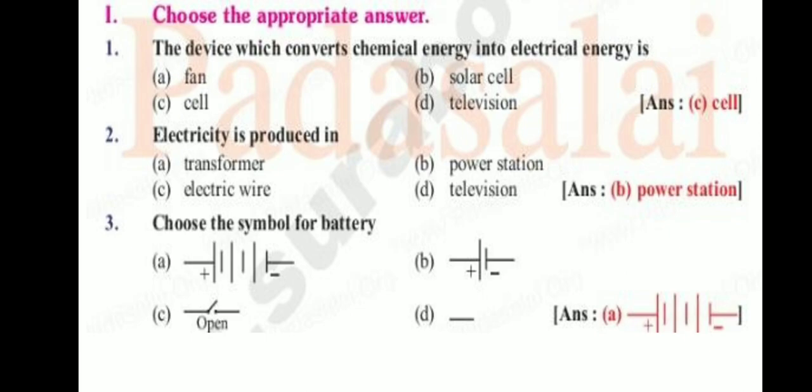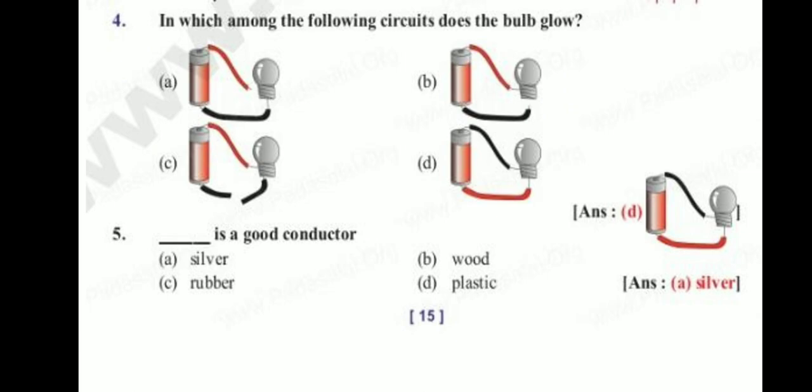Choose the symbol for battery. Option A. Fourth question, in which among the following circuits does the bulb glow? Option D.